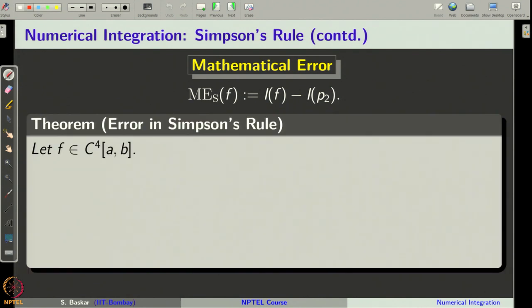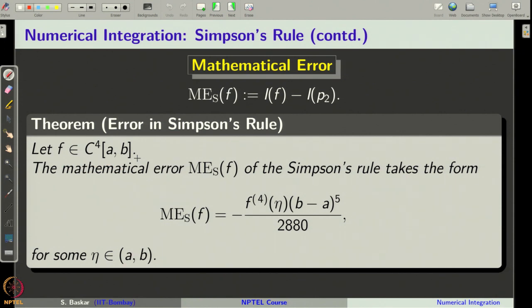As we did in other cases, we can also get an expression for this mathematical error. For that, you have to assume that f is a C4 function in the interval a to b. Once you have that, then the mathematical error can also be represented by this expression. That is what the theorem says. It can be written as minus fourth derivative of the function f evaluated at an unknown point eta, where eta lies between the numbers a and b, into b minus a to the power of 5 divided by 2880, right? So, that is the expression that you can obtain for the mathematical error, whereas this is the basic definition of the mathematical error.